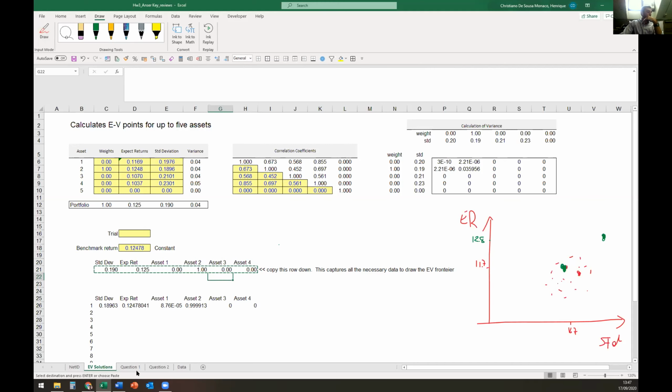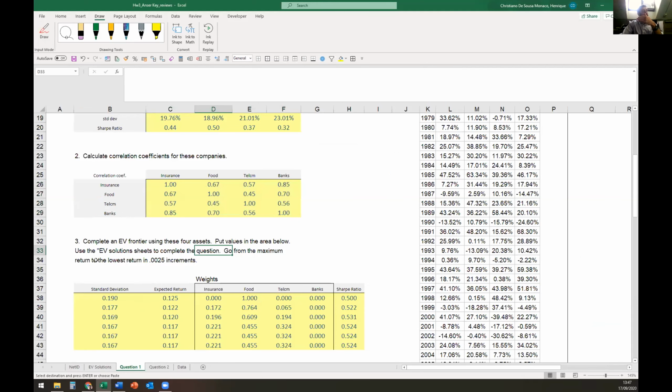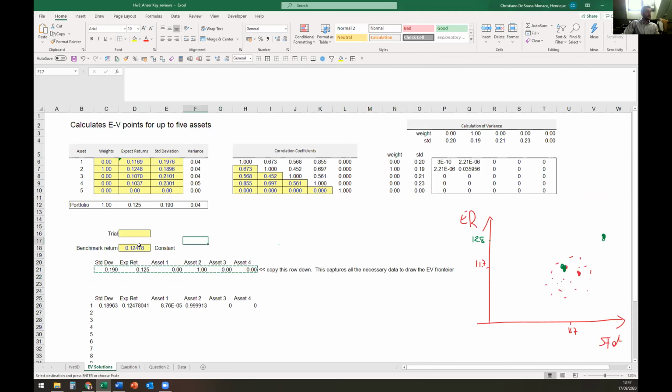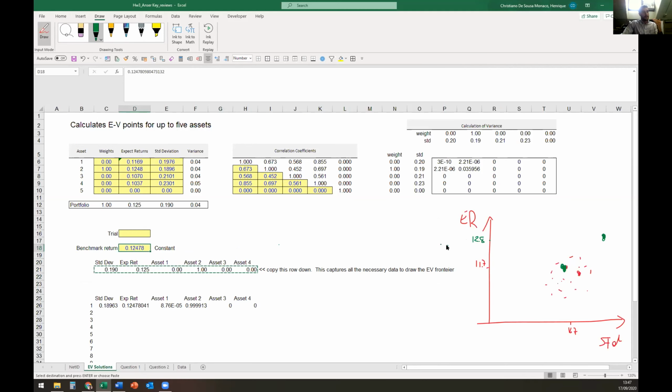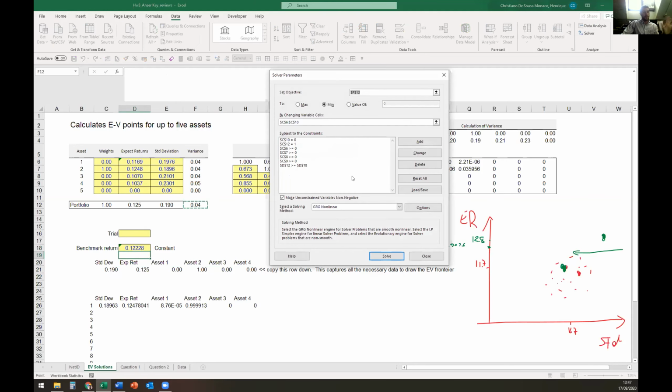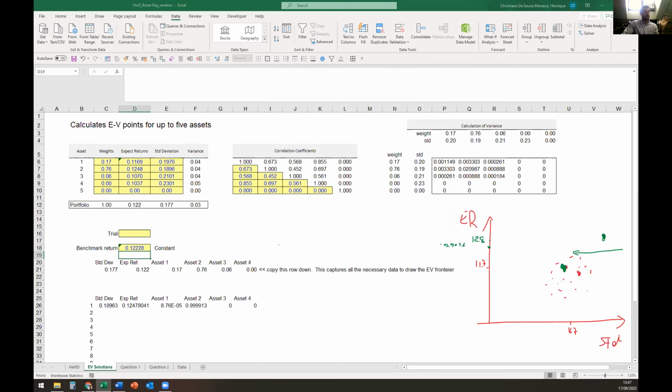And now, what we said here in question one, is go from the maximum return to the lowest return in 0.0025 increments. So what we meant by that is, basically we're gonna take minus 0.0025 here. And for this level of return, I want solver to get as far to the left as I can, right? So I'm gonna be doing here equal minus 0.0025. This is my new benchmark. So I would run solver again. The constraints are already set. This is my second solution.